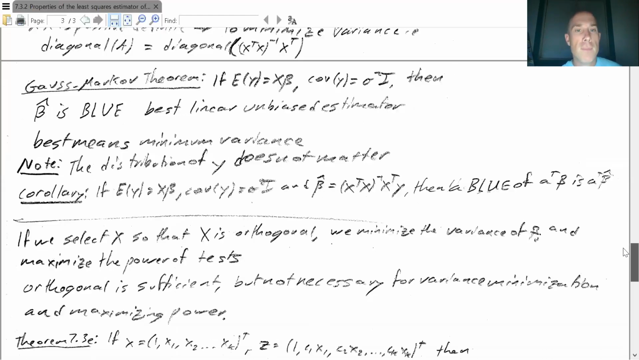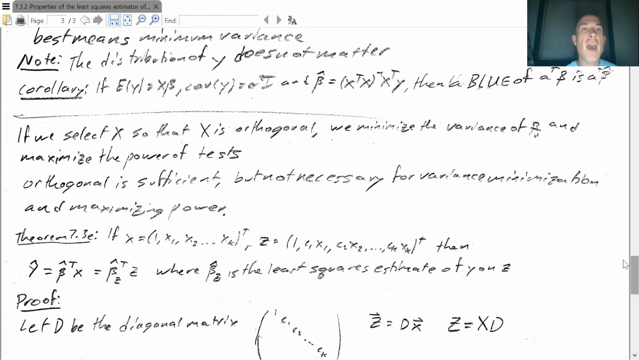Now, if we select X so that the columns are orthogonal, and when I say orthogonal, that also means they're orthogonal to the constant vector, then we're going to minimize the variance of our estimates, and we're going to maximize the power of the test. Now, orthogonal is sufficient, but not necessary. If I set up my design of experiments phase so that I have orthogonal vectors, then I'm going to have this. It's possible to minimize the variance and maximize the power without being orthogonal, but this is the easiest way for us to get it, honestly.